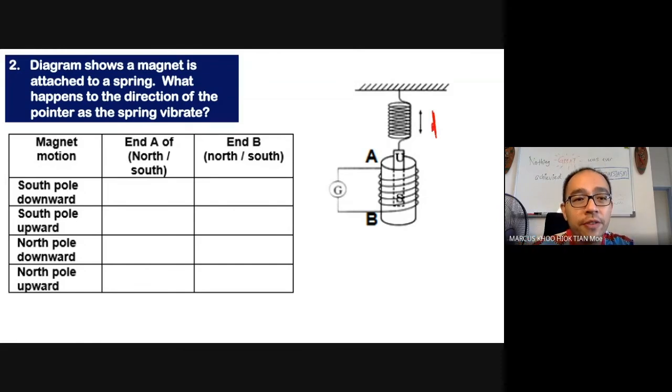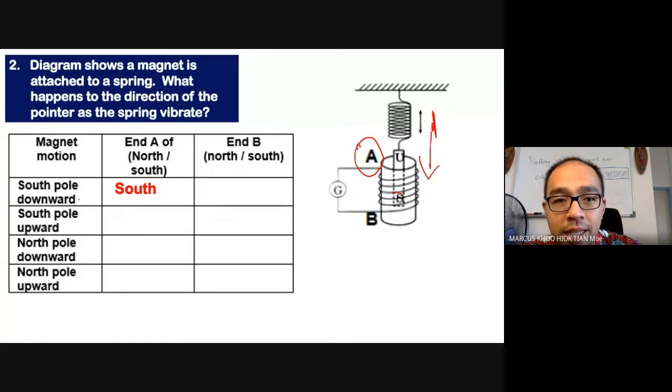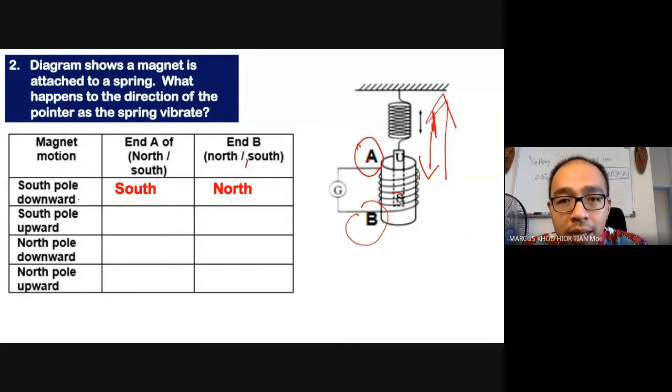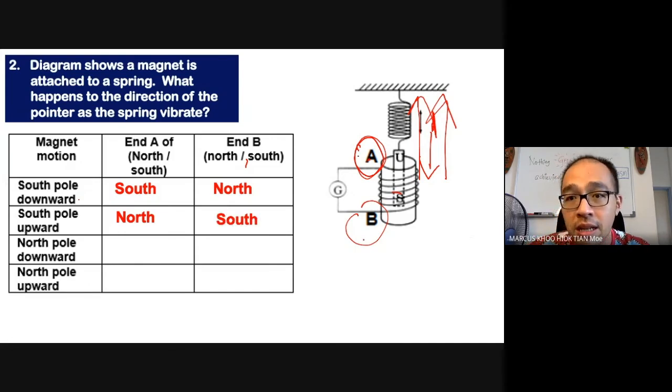So we find that when we move the south pole downwards, this side will become what? North or south? South. It will become south because it wants to oppose. When the south pole enters, this side will become south, and because of that, side B will become north. Likewise, Lenz's law again. When the south pole is going outwards, when we pull the south pole out, A will become north. When A becomes north, B will become south.